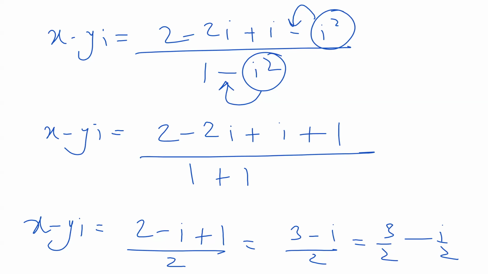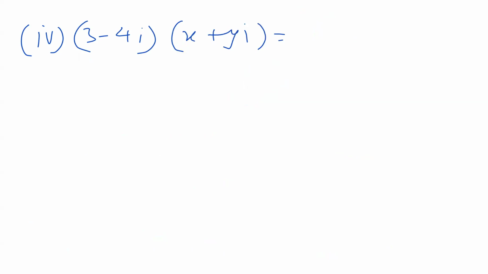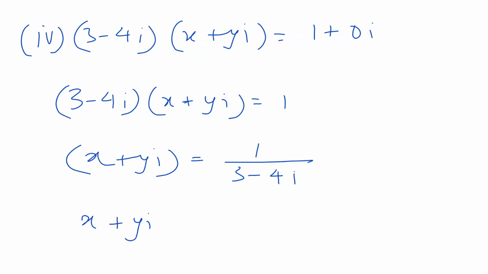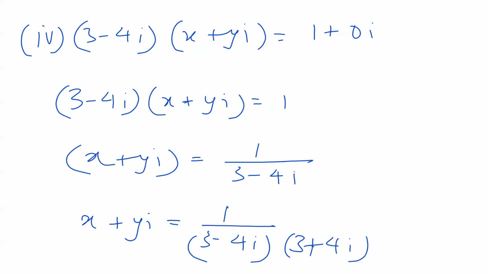Okay, so question number 4. 3 minus 4i into x plus yi is equal to 1 plus 0i, right? So 1 plus 0i is technically 1. So x plus yi, I'll cross multiply 3 minus 4i. So x plus yi is equal to 1, multiplied and divided with the conjugate of the denominator.